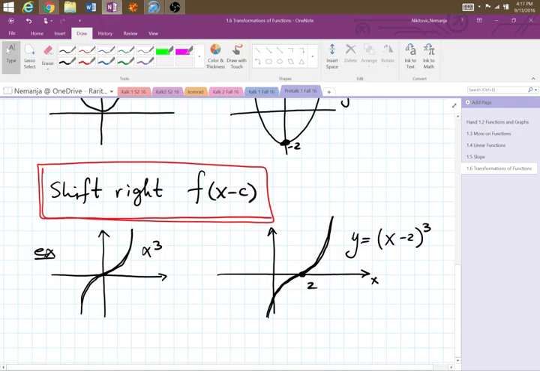Now also you're noticing here that the shift right has a minus sign and the shift left will have a positive sign. So yeah, deal with that. Deal with that in your lives right now.